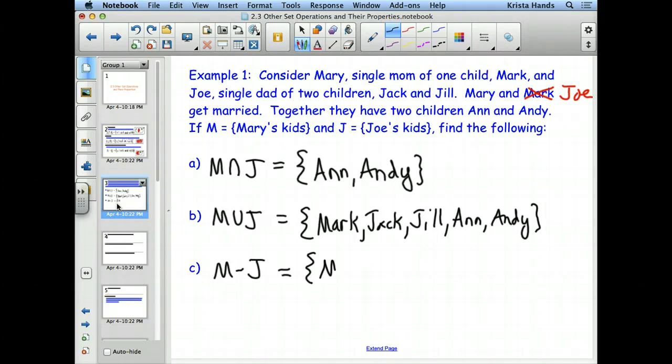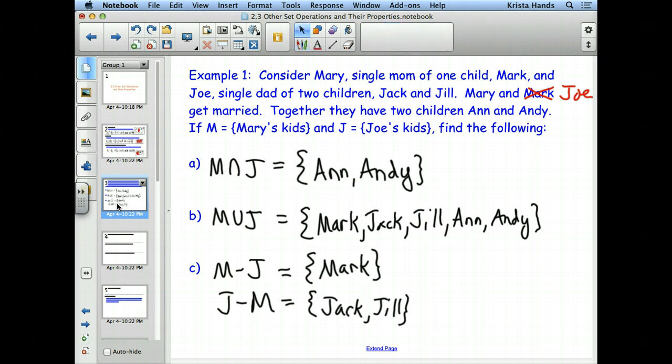And it's important to realize, we'll put another one in here, that this is different than this, isn't it? If we did Joe's children minus Mary's children, this is not going to be the same group of kids. Who would this include? Jill. This would include Jack and Jill.